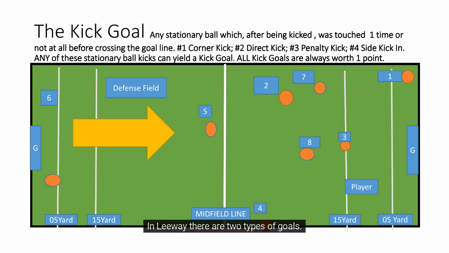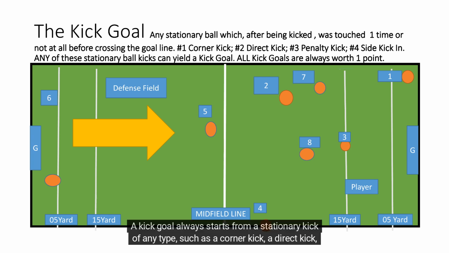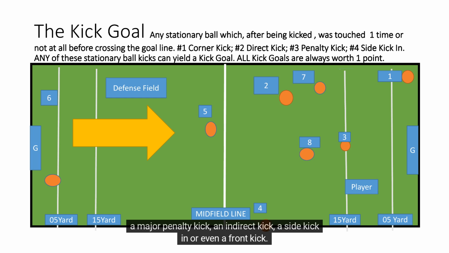In Leeway, there are two types of goals: the game goal, worth 2 points, and the kick goal, worth only 1 point. On the diagram, we can see examples of situations where a kick goal can be scored. A kick goal always starts from a stationary kick of any type, such as a corner kick, a direct kick, a major penalty kick, an indirect kick, a side kick in, or even a front kick.